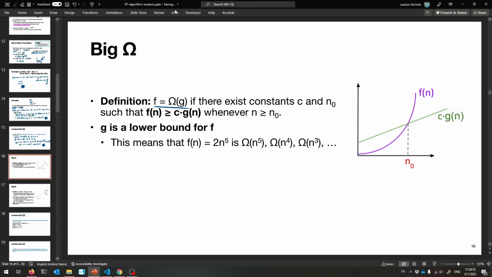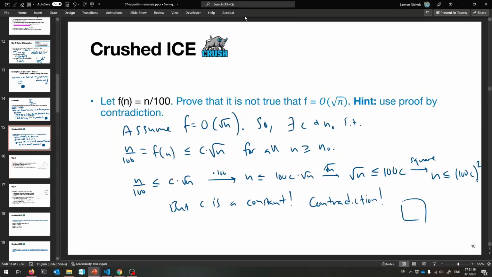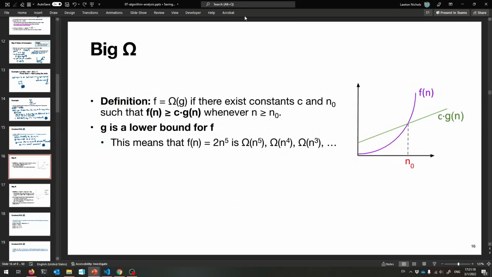f is big omega of some other function g if there are constants c and n naught, surprise, surprise, such that f is bounded below now. f of n is bigger than c times g of n whenever n is bigger than that starting n naught. Okay? So this just means that g is a lower bound now. It's on the lower side. g is a lower bound for f. So all this means is there is a certain point, n naught, such that c times g of n, for your carefully chosen c, is always below f. See how it's always below? That means you found a lower bound.